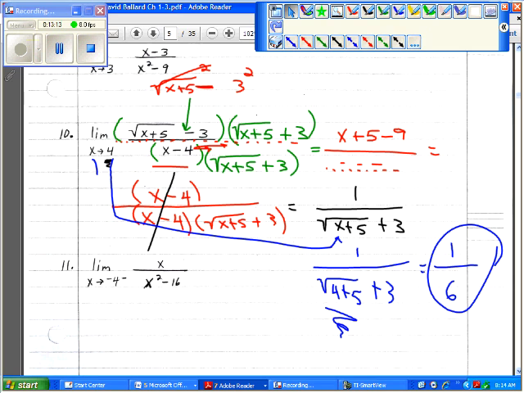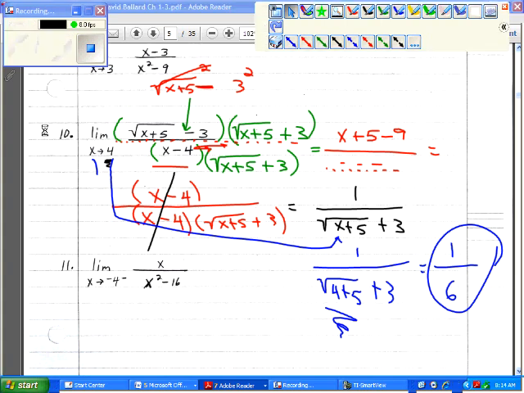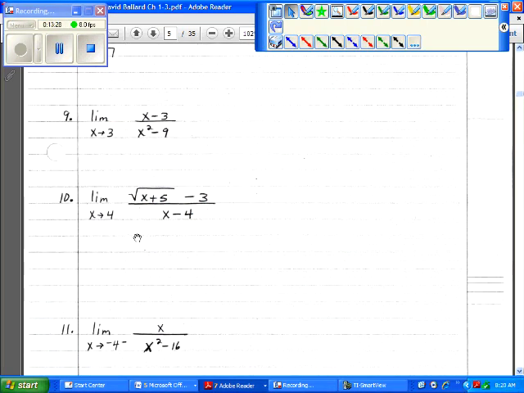Now, I want to go back to number 9 and take a look at this graphically and see what happens with the graphing calculator. First of all, any questions? Everybody understand all that? Okay. All right. So let's just look at number 9.